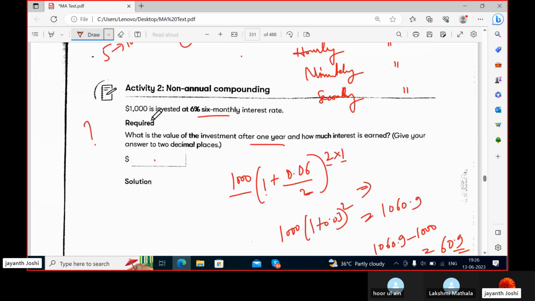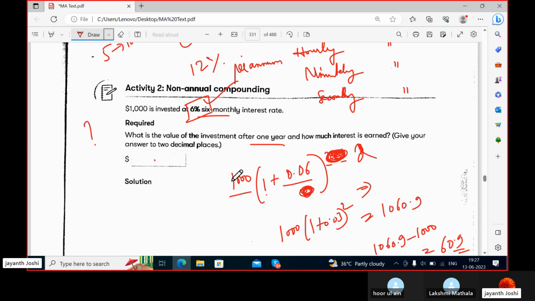Okay, this is 1,000 invested at 6%, 6 monthly interest rate. So per annum it is 12%, and it is 6 months. It is 6% for 6 months. So no need to change your compounding frequency. Just keep it like that. It will be 1.06 whole square.